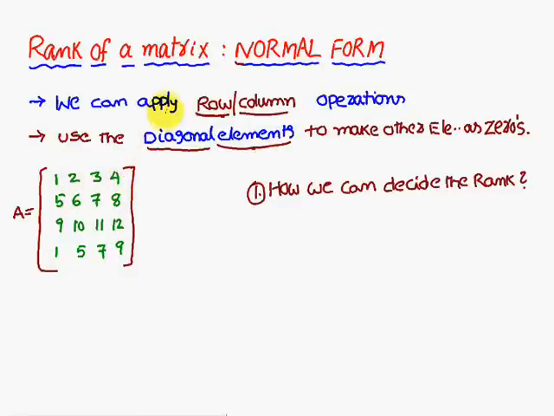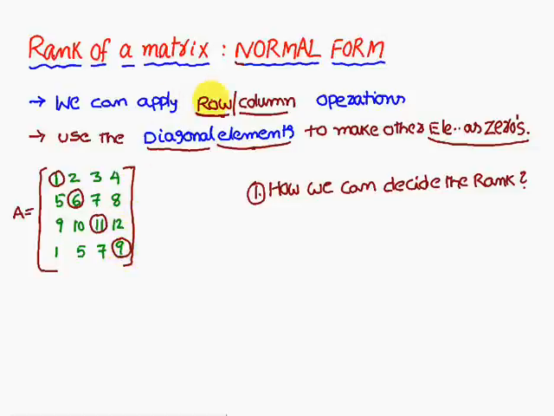Suppose, what are the diagonal elements here? 1, 6, 11, and 9. These are the principal diagonal elements. What he is saying in the second point is to use the principal diagonal elements to make the other elements zeros. So if you want to make 2, 3, 4 zeros, use any one of these principal diagonal elements and make the remaining zeros. Okay, so that is what he is saying. So use the principal diagonal elements to make the other elements, meaning 2, 3, 4, 7, 8, 7, 5, 10, 9, 5, 1, zero.